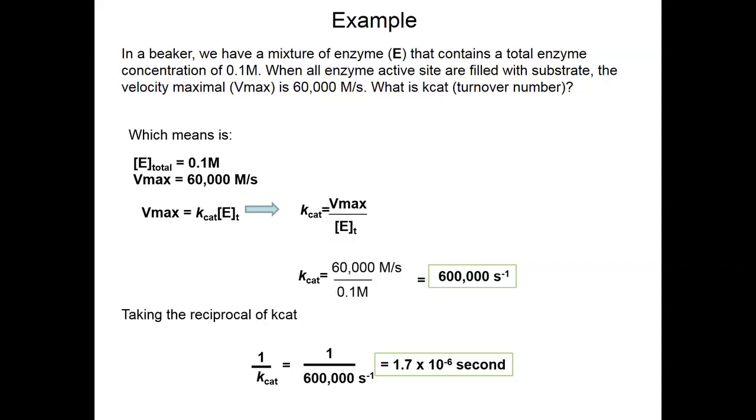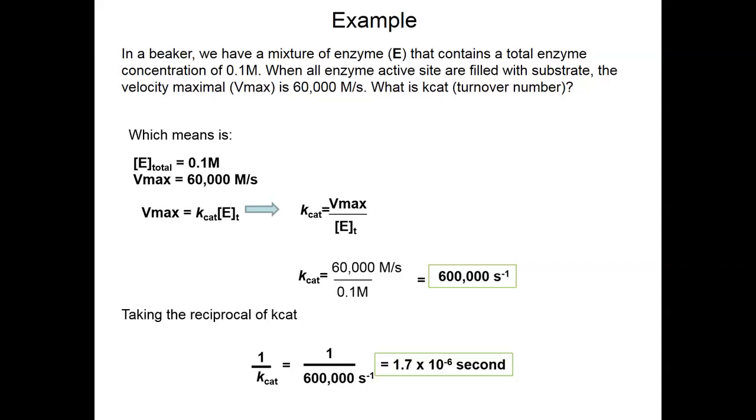So basically, what I said here is, in a beaker, we have a mixture of enzyme E that contains a total concentration of 0.1 molar, and when all the enzyme active sites are full with substrate, we are at what? Vmax, right? So when all the enzyme active sites are full with substrate, we are at Vmax, and the Vmax is equal to 60,000 mole per second.